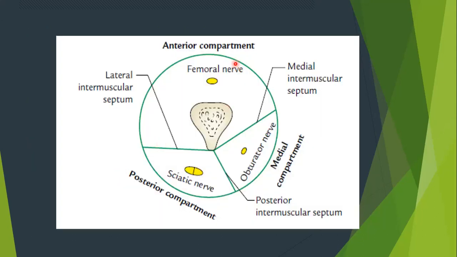Here is the fascia lata in green, and you can see it is set in septa. This is the femur. This is the medial compartment. This is the medial intermuscular septum, the anterior boundary, which separates it from the extensor or anterior compartment, and the posterior intermuscular septum, which is incomplete and ill-defined, which separates it from the posterior or flexor compartment. The nerve to the medial compartment is the obturator nerve.